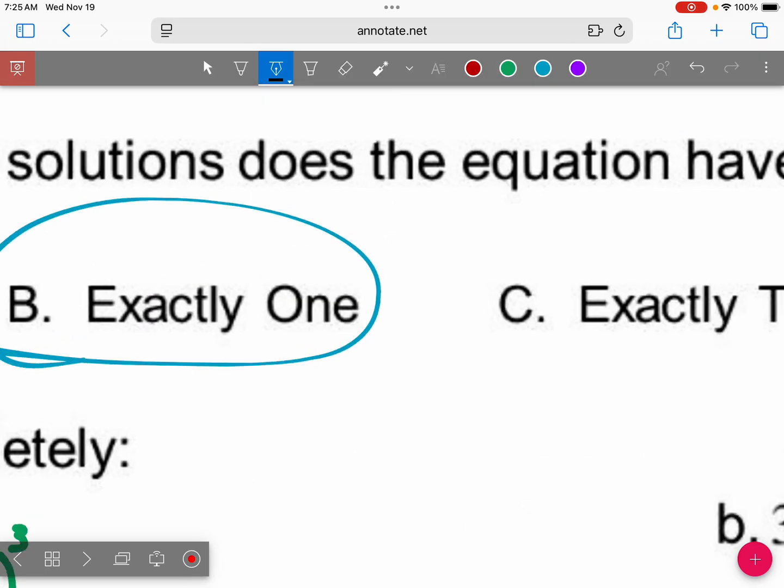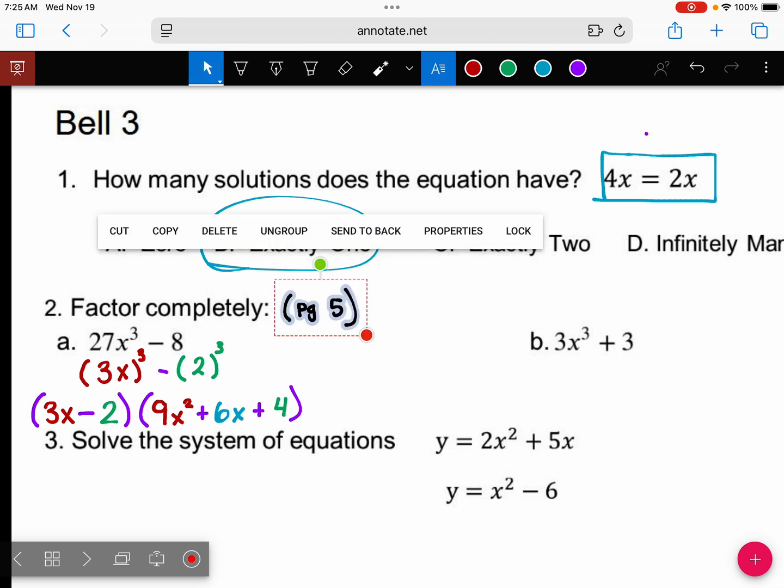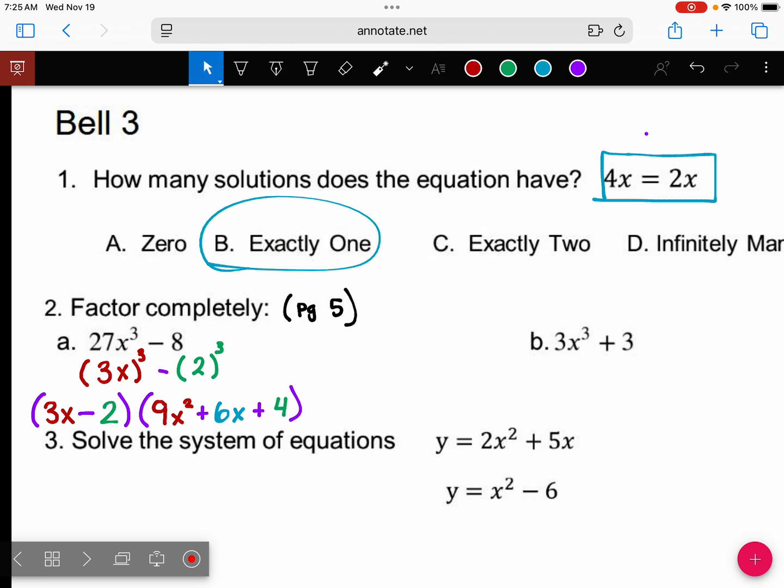So if you forget where these are, they're on page 5. Part B has one other thing we need to do. What we need to do on part B?